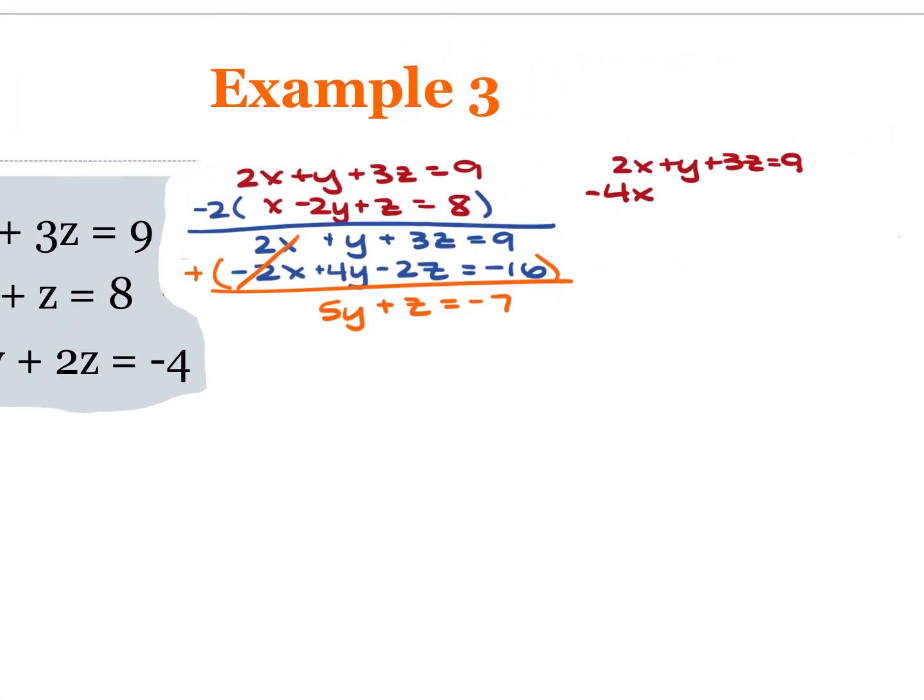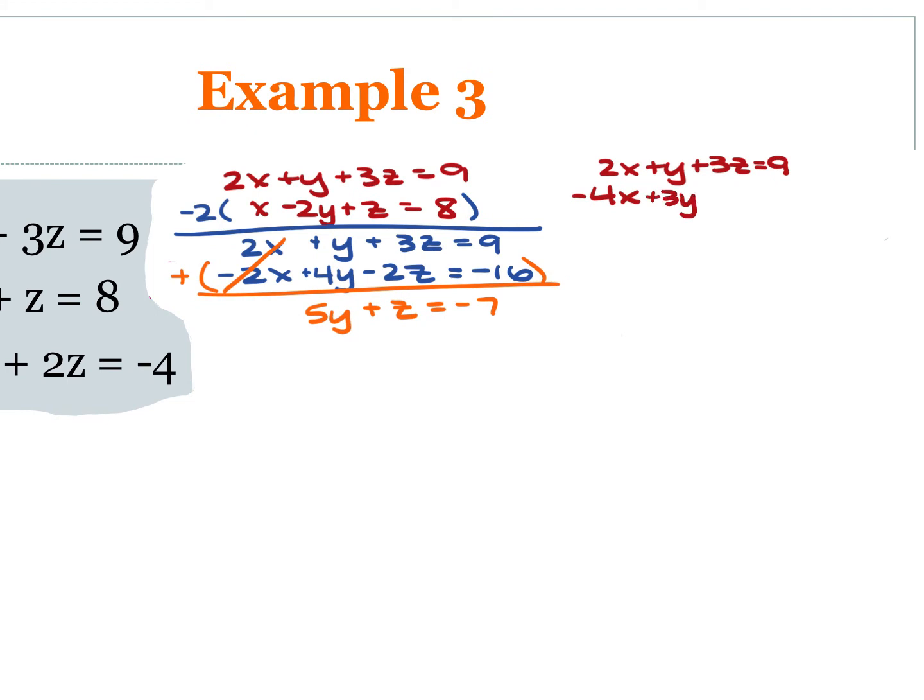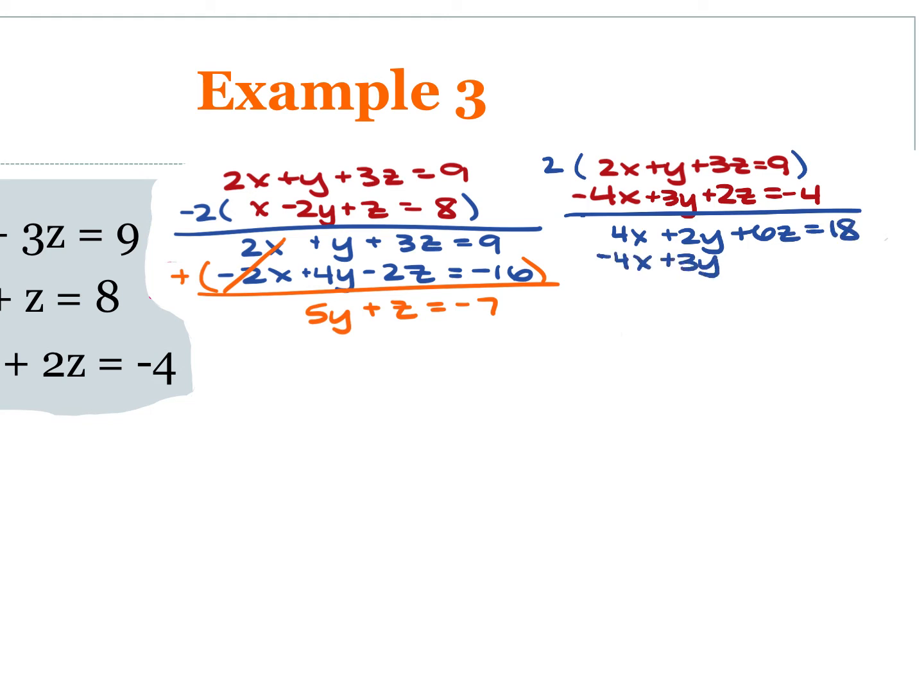negative 4x plus 3y plus 2z is equal to negative 4. So from here, I'm going to multiply the top equation by 2, so again, my x values will cancel. We have 4x plus 2y plus 6z is equal to 18, and negative 4x plus 3y plus 2z is equal to negative 4. We combine these, those x values cancel. We have 5y plus 8z is equal to 14.